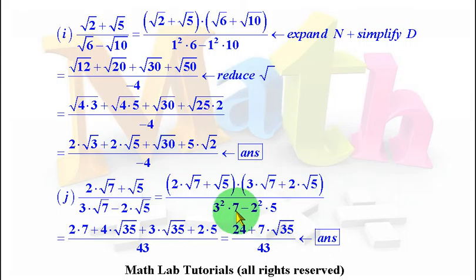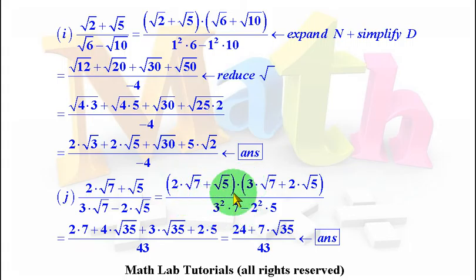And now we have to do a difference of squares. 3 root 7 all squared is 3 squared times 7. You see it, 3 squared times 7. And 2 root 5 all squared is 2 squared times 5. 2 squared times 5. So on the next line, we're going to expand using bullet, bullet, target, target, and we're going to simplify the denominator. Okay, so let's go ahead and do that.